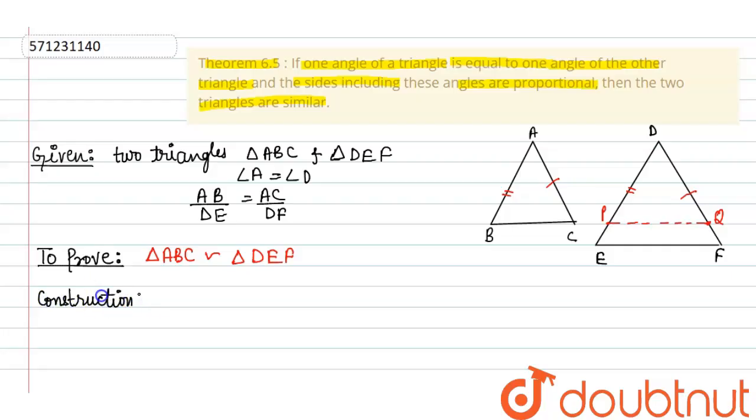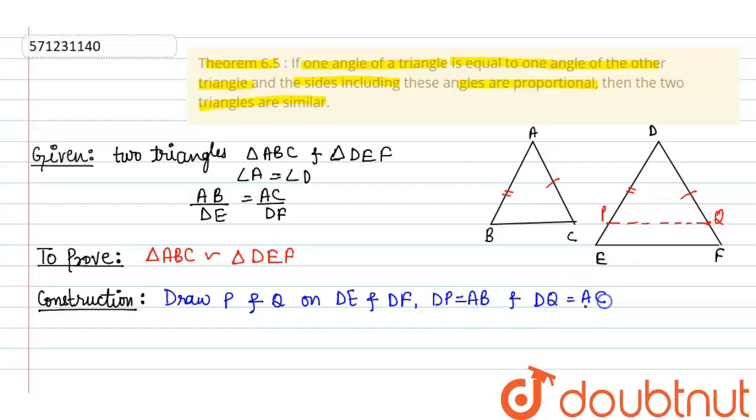So construction part is, in construction, draw P and Q on DE and DF sides such that DP equals AB and DQ equals AC, and we have to join PQ. Now come to the proving part. So proof.